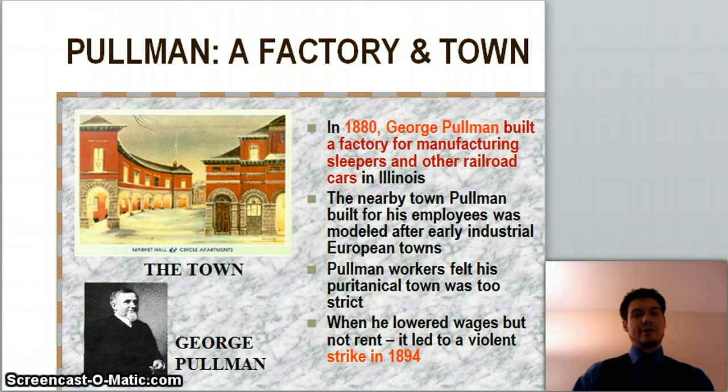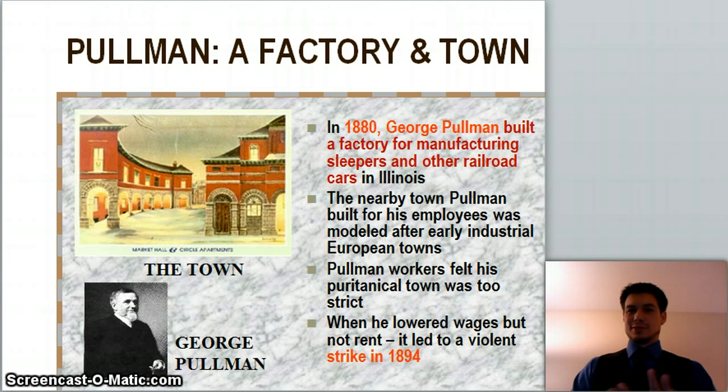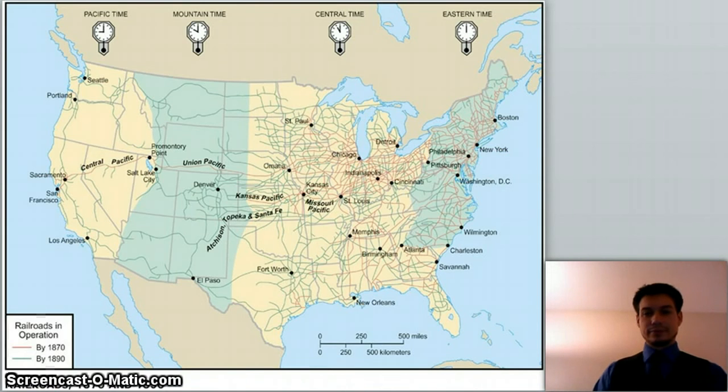And of course, we have our tycoons. We're going to get a little bit more to them, but our first one here is George Pullman. George Pullman built a factory in Illinois for manufacturing sleeper cars, as they used to call them, very luxurious cars, and other railroad cars. Now, he built a town for his employees, Pullman. Basically, it was modeled after an early industrial European town. And Pullman's workers felt that this was kind of strict because he had very strict hours, curfew hours, and very strict rules for his town. And eventually he lowered the wages, and when he did, the famous Pullman strike happens in 1894.